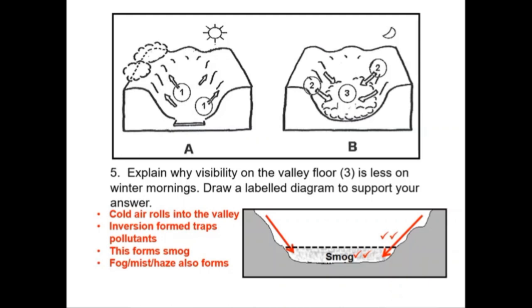And then explain why visibility on the valley floor is less on winter mornings, and draw a labelled diagram to support your answer. So in winter, cold air will go down the valley. An inversion will form and that will trap. Remember, as that cold air comes down the valley, it pushes the warm air out of the valley. Now we have an inversion that will trap the pollution, so that you won't be able to see in front of you. And there we have an illustration of what it will look like.